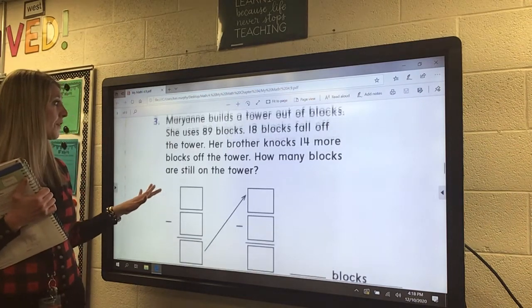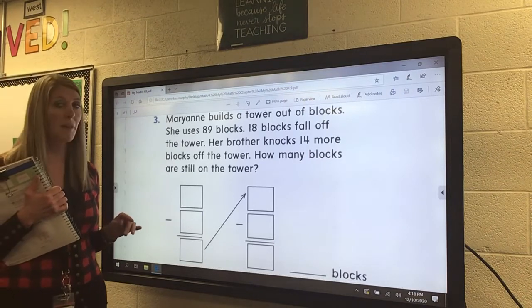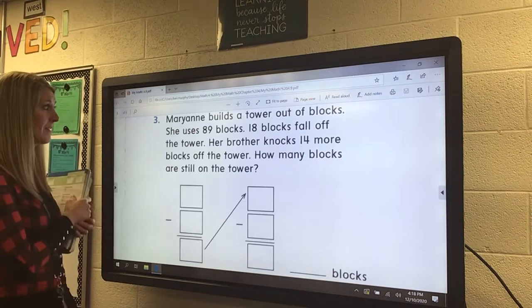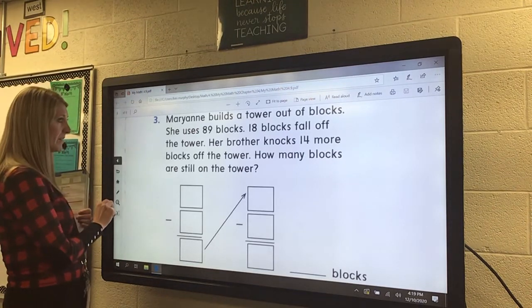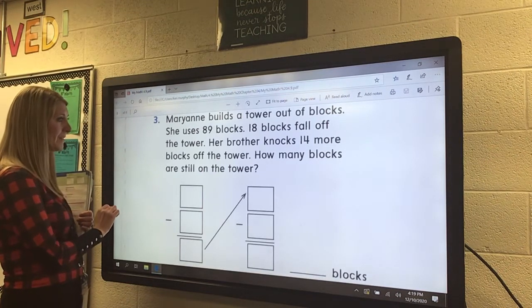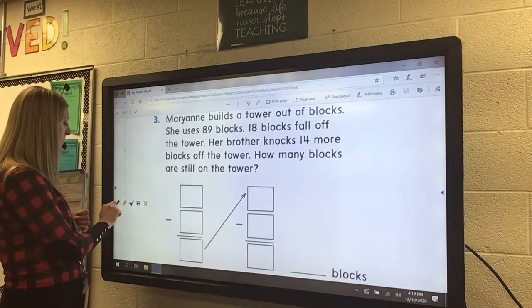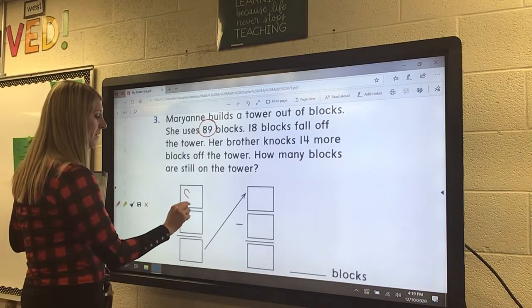On number 3, it says, Mary Ann builds a tower out of blocks. She uses 89 blocks. 18 blocks fall off the tower. Her brother knocks 14 more blocks off the tower. How many blocks are still on the tower? So we're gonna start with our biggest number, which is 89. And we're gonna put that there.